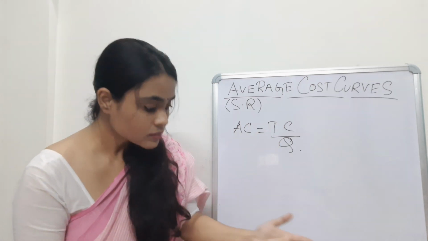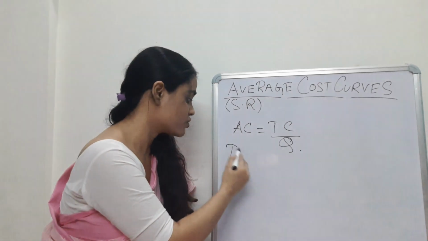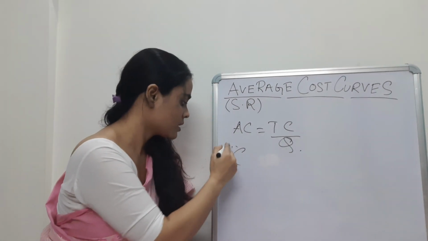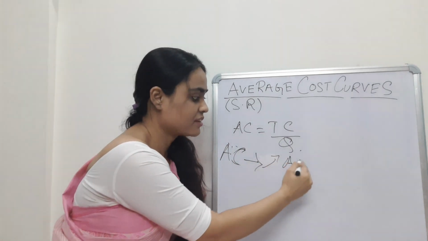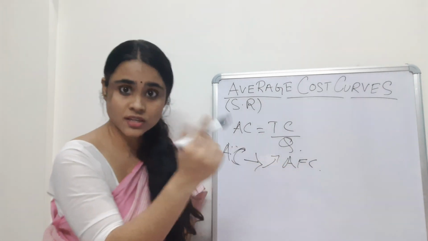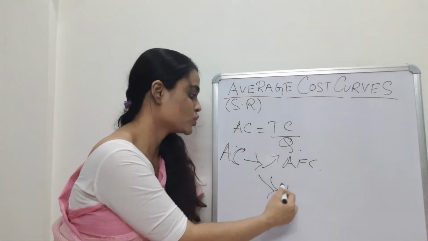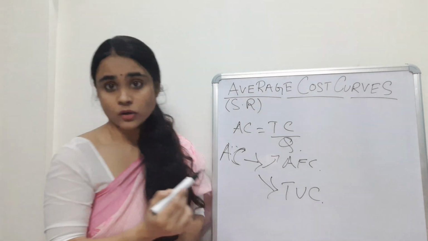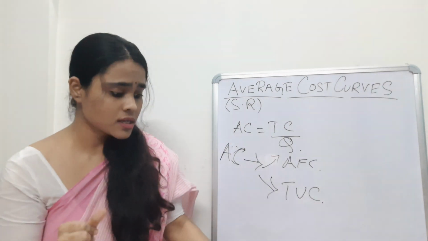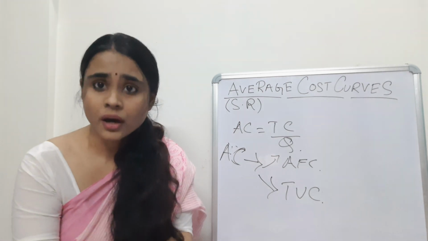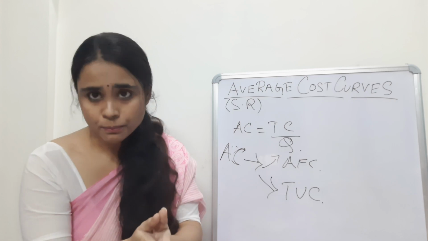So what are the types of average cost? There are two types. One is average fixed cost, likewise the total cost had total fixed cost and total variable cost. Now what is average fixed cost? Average fixed cost is the cost incurred by a firm on the use of the fixed inputs.